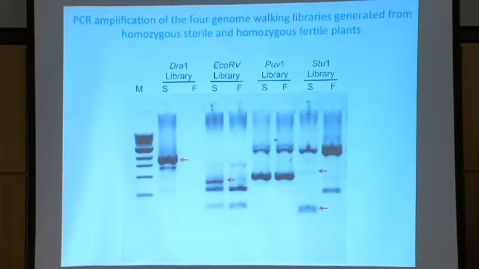And if you look at the real picture, it looks like that. Here you have sterile, fertile, sterile, fertile, sterile, fertile, sterile, fertile. And you look at this band, present in sterile, missing in fertile. Present in sterile, missing in fertile, present in sterile, missing in fertile. And then this one, actually, this lane did not work. Still, we just picked one band out of that, to try our luck. So we sequenced these fragments to see what we got.